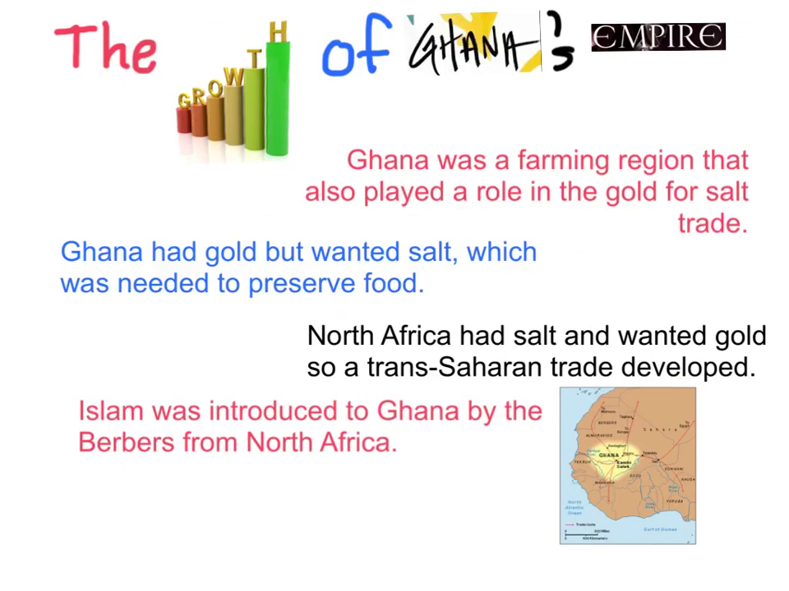It became known as the Trans-Saharan trade. Trans meaning across. So the Ghanans traded across the desert to get that salt. Now, by doing this trade, the religion of Islam was introduced to Ghana by a group of people from North Africa called the Berbers.